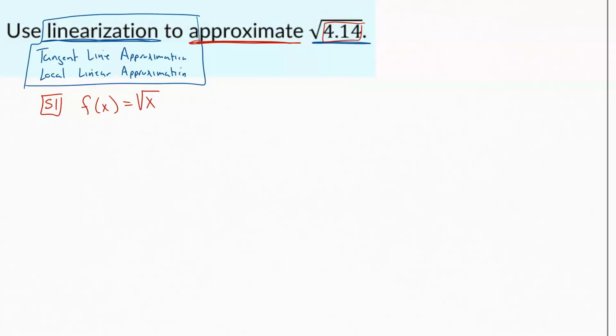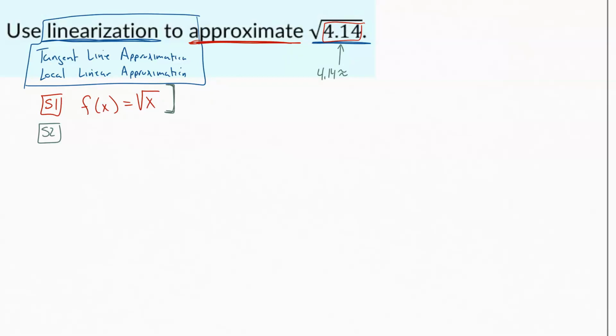Step two of the process is we need to find a point that we're going to get really close to that we can do the math easily. So what you're looking for right now is you want something that is close to 4.14, but that if you plugged it into the f of x you just created, you could do the math in your head real quick, right?